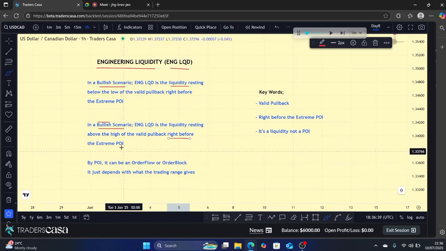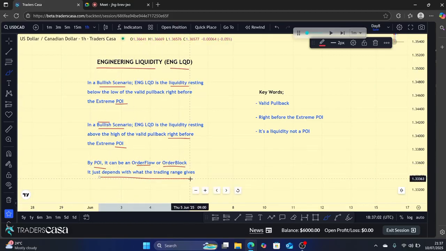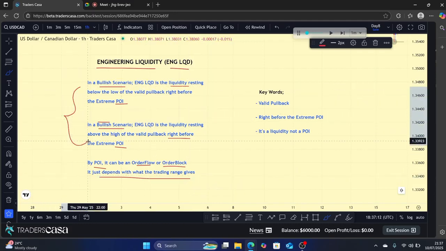By POI, here you can see this is extreme POI. If you remember from our previous sessions, we said that a POI can be an order flow or an order block. It just depends on what the trading range has given. So if the trading range gives an order flow, then you will be considering the order flow to map these engineering liquidities, based on the definition.